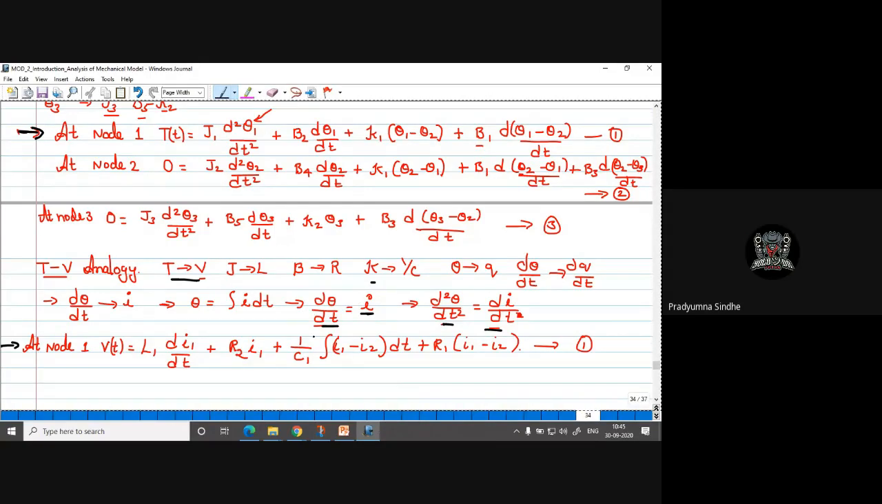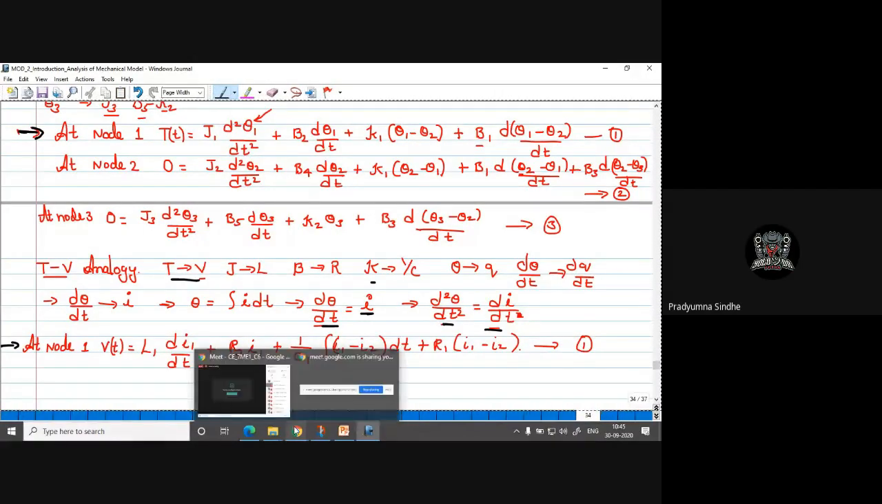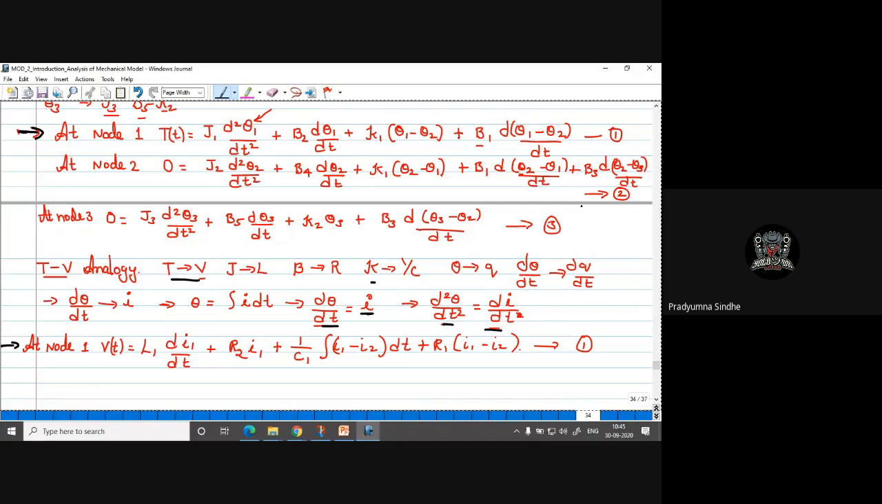Sir, is d square theta by dt square equal to di by dt? Yes, yes. Understood. D square theta by dt square is di by dt. It is not dt square, it is di by dt. You understood this conversion from torque?